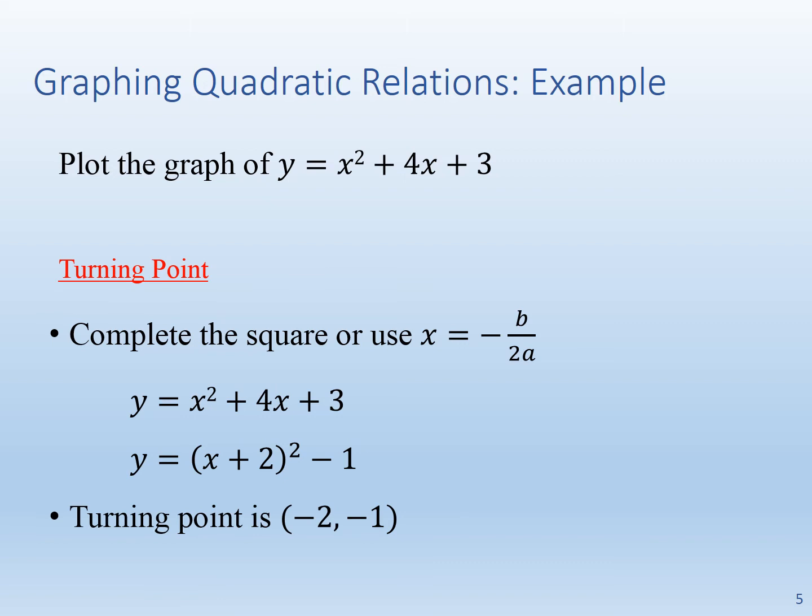And of course we can find that x value by using that minus b over 2a. So it's minus 4 over 2 times 1 is 2. So minus 2. And then we would substitute that value of x into our equation to find that y is minus 1.